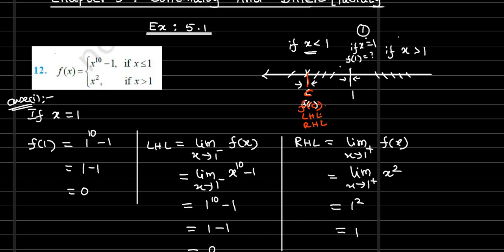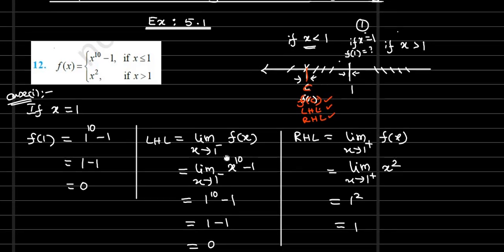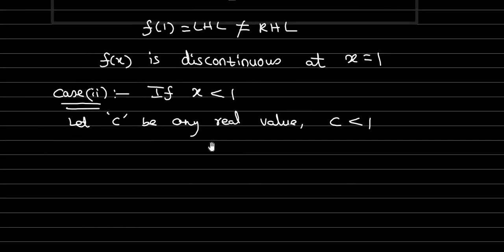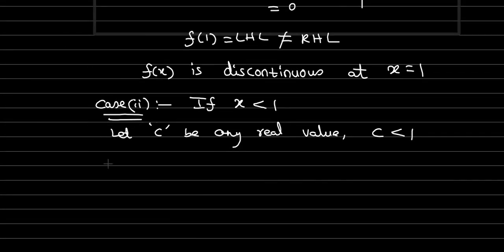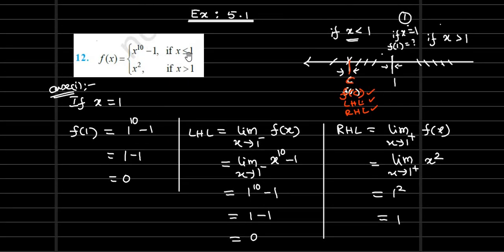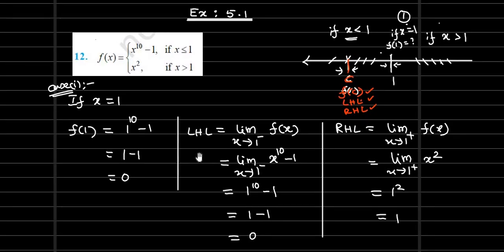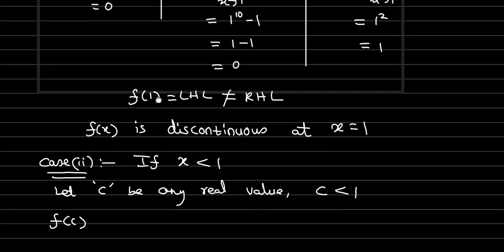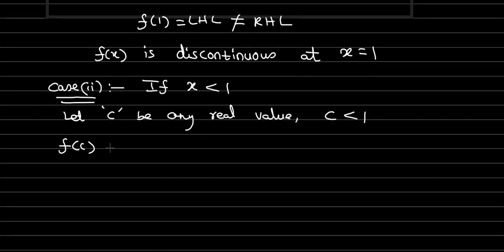So for that, we have to find f of c, the left hand limit at c, and the right hand limit at c. All three things are required. Now f of c. What is the condition on c here? Less than 1, no? Then we have to choose the suitable function from the given. Less than 1 means we choose the first function, that is x power 10 minus 1. So in place of x we have c. That means c power 10 minus 1. So we got f of c.